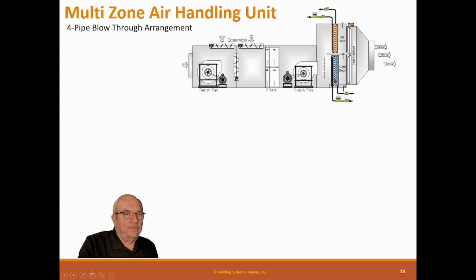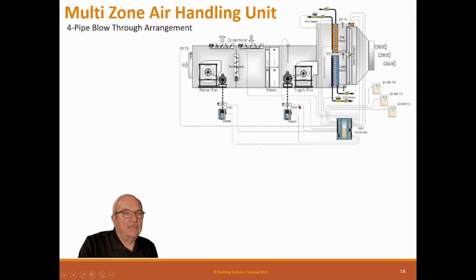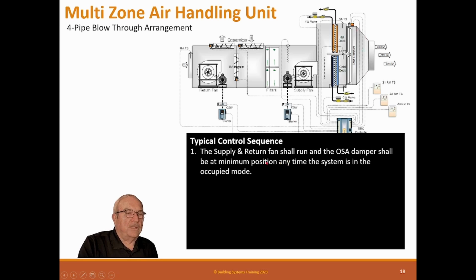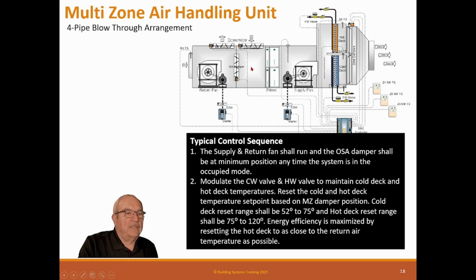We have our 2 coils, 4 pipes. We've got pipes to the hot water and pipes to the chill water. Got a control system. Now, these are the 3 room sensors out there that control these 3 dampers. Everything else is like the air handlers before. Sequence is the same. Both fans should be on. The outside damper should be at minimum flow when it's occupied.